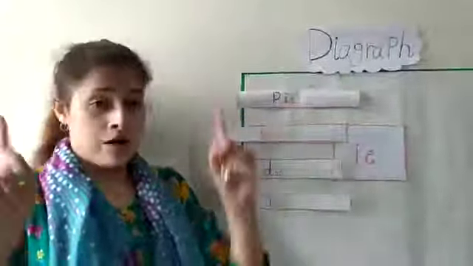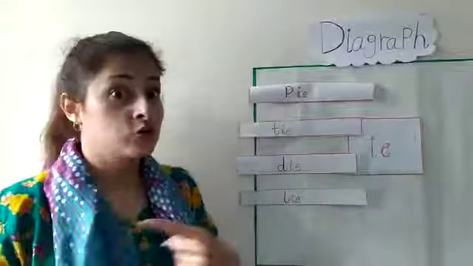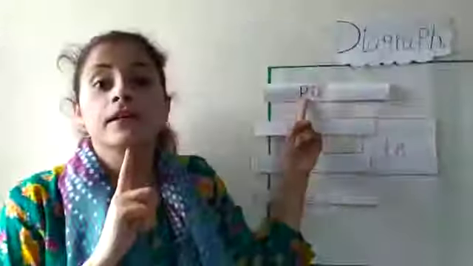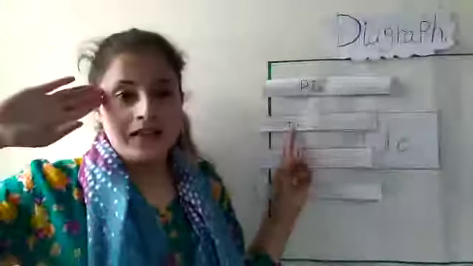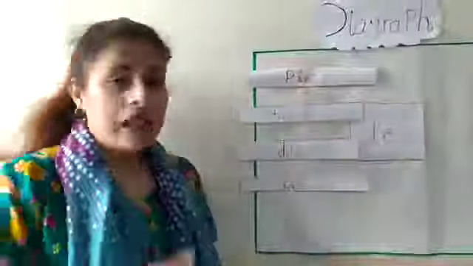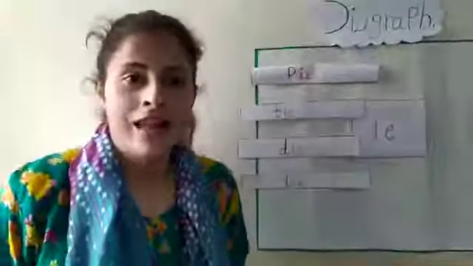Okay, I will tell you one thing. Whenever you do the reading, you have to read it with the action. For example, this is pie, so you have to do the action as well. P, I, pie. T, I, tie. D, I, die. L, I, lie.